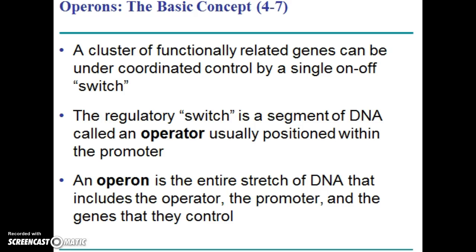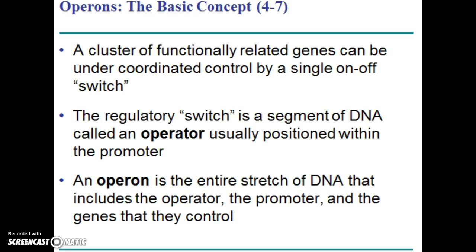So moving on, looking at operons, the basic concept, and we'll be talking about questions 4 through 7 at this point. Operons are kind of big deals. They are sections of DNA that control transcription. There's a couple types of operons that we're going to be talking about. We're going to be talking about the TRP operon used in the production of tryptophan, and then the LAC operon used in the production of lactose, which is a sugar.